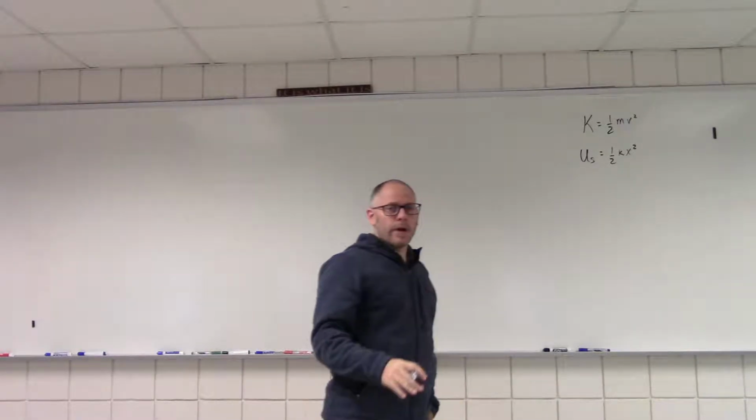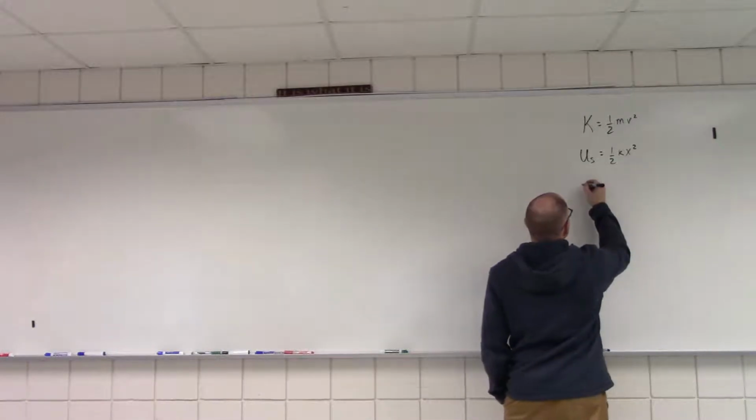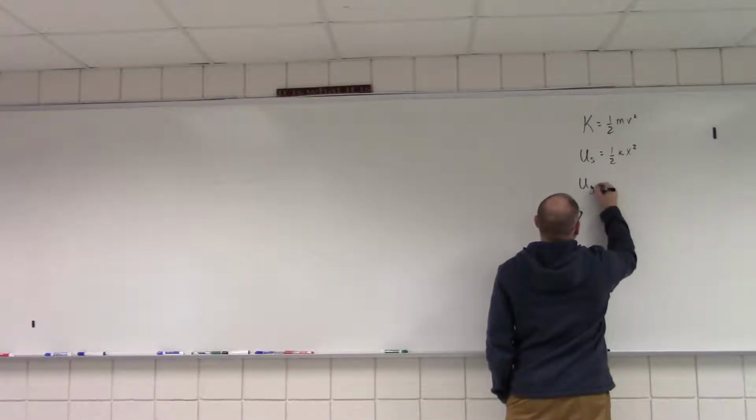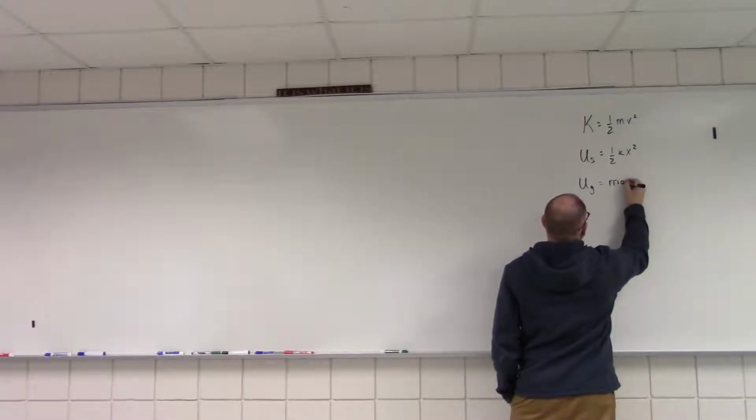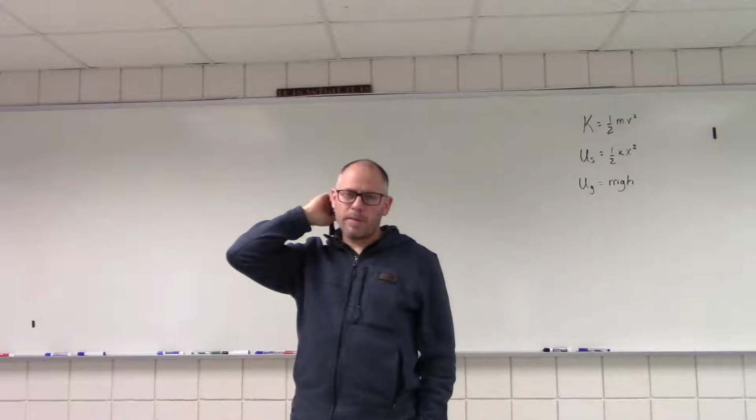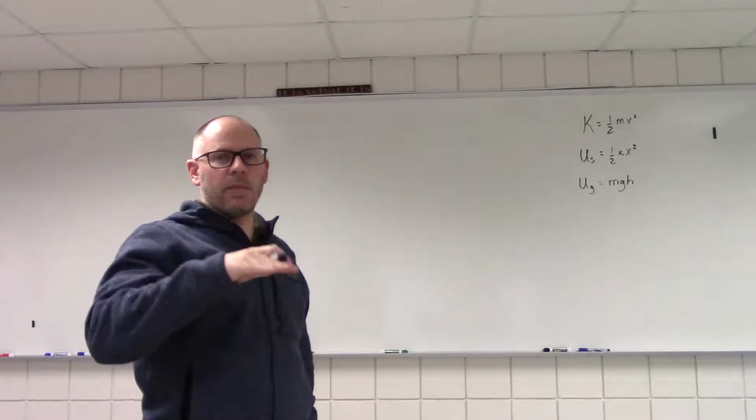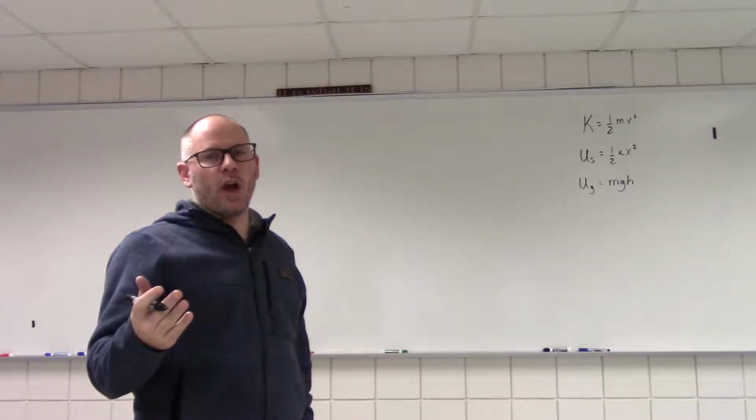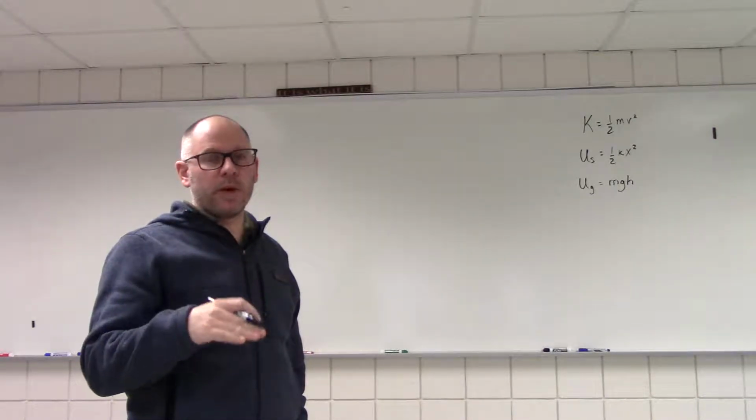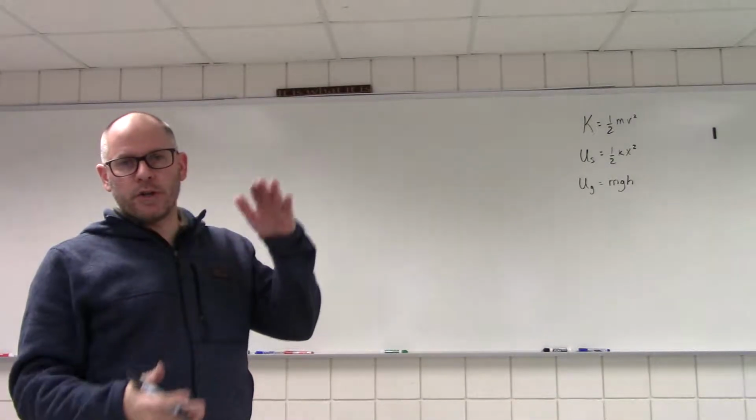We also realize you can store energy in a gravitational field. We call that gravitational potential energy. It's mgh, where m is the mass, g is the gravitational field strength, and h is the height above a reference point. Oftentimes we use the ground for the reference point, but it doesn't have to be. We can use any point, and then we just measure the height up from there.